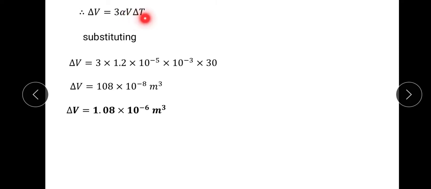Now we know all these values, therefore substitute them. 3 is written as it is, alpha is 1.2 into 10 power minus 5, V is 10 power minus 3, delta T, change in temperature is 30. So multiply these things, you will get 108 into 10 power minus 8 meter cube, and if you write this in a decimal form, you will get delta V equal to 1.08 into 10 power minus 6 meter cube. Well, we'll move on to the next problem.